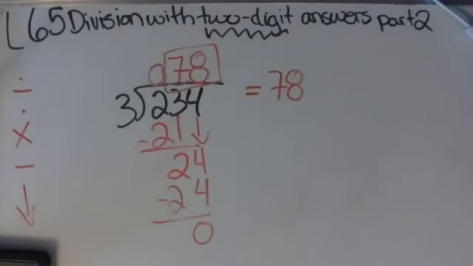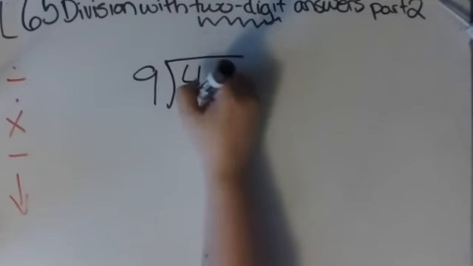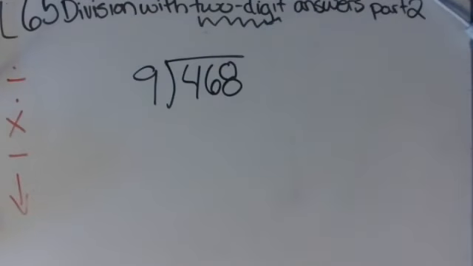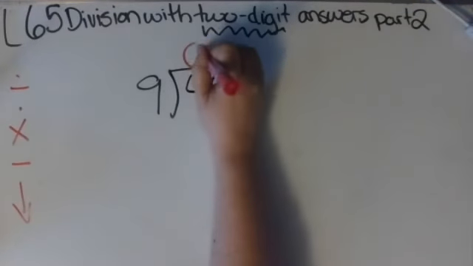So that is division with two-digit answers, part 2. Okay? We'll do one more together where I'll go a little bit faster, and then I'll let you go on to your lesson practice. Okay, this one we're going to do is we're going to look at 9 dividing 468. Again, use your multiplications chart. Okay, so 9 goes into 4 0 times.